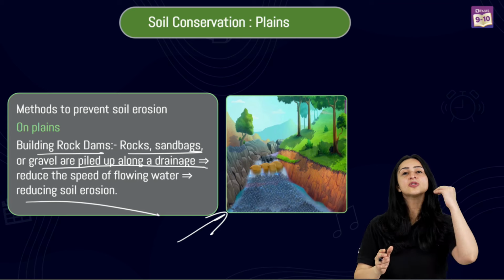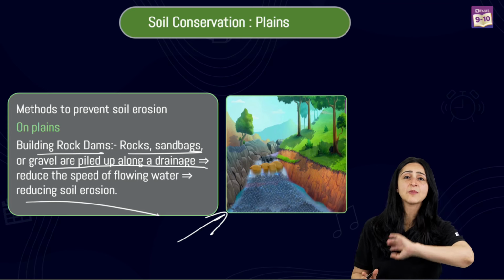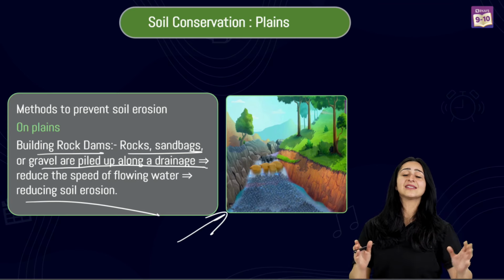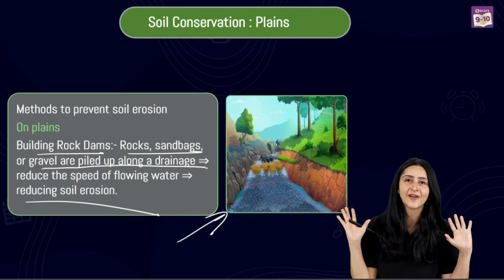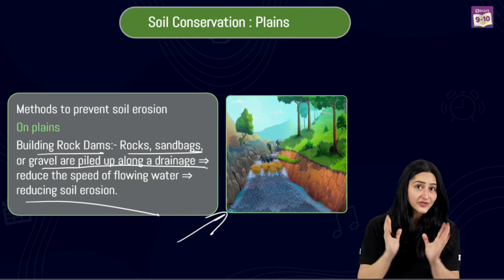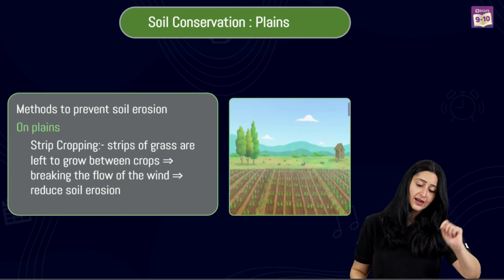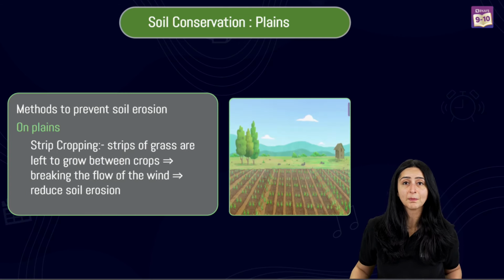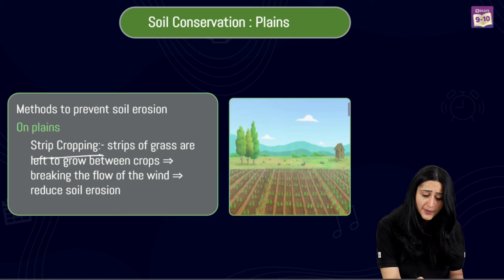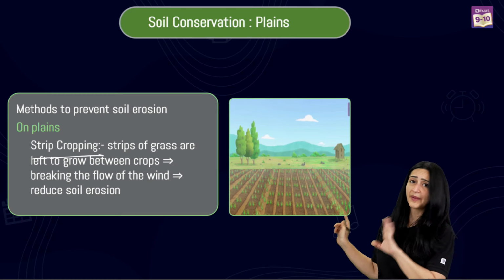It's basically about stopping the natural factors as much as we can, whether it is the wind or the water. These methods are basically slowing down that factor as much as possible, right? In terms of the natural factors. Then another method of soil conservation on plains is strip cropping. Now, what is strip cropping? Again, the picture will tell you.